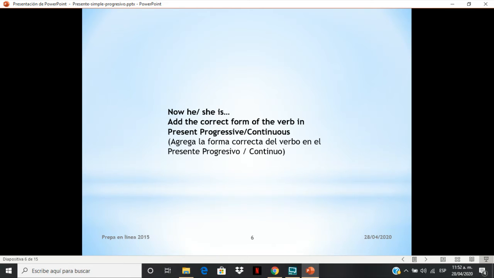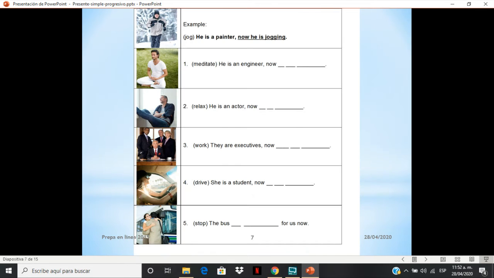Now, with the subjects he or she, we are going to add the correct form of the verb in present progressive or present continuous in this exercise. But look at the pictures first. We have: what is he doing? Or what are they doing? What is she doing?